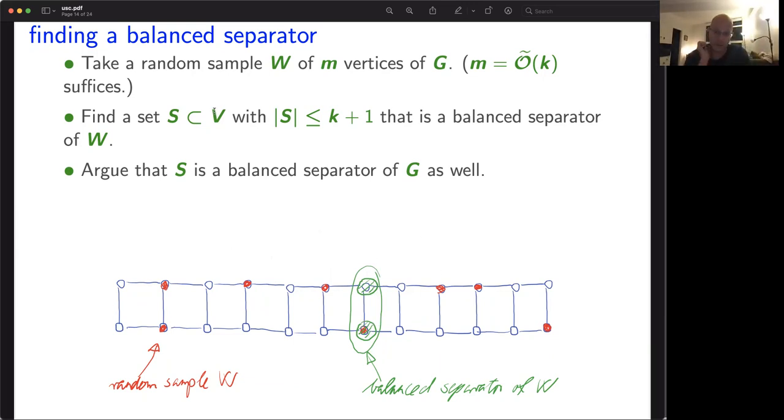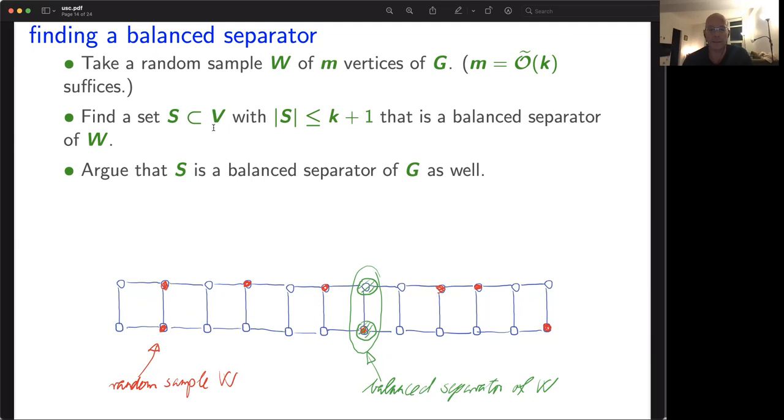So here's what we do. Similarly to the tree case, we take a random sample of m of the vertices. This m is going to be logarithmic, well, it depends on the treewidth. Think about the treewidth as a small constant, in this case it's 2, or 3. There are very complicated graphs, for example, all series parallel graphs have treewidth 2. So there are examples of complicated graphs that have small treewidth.